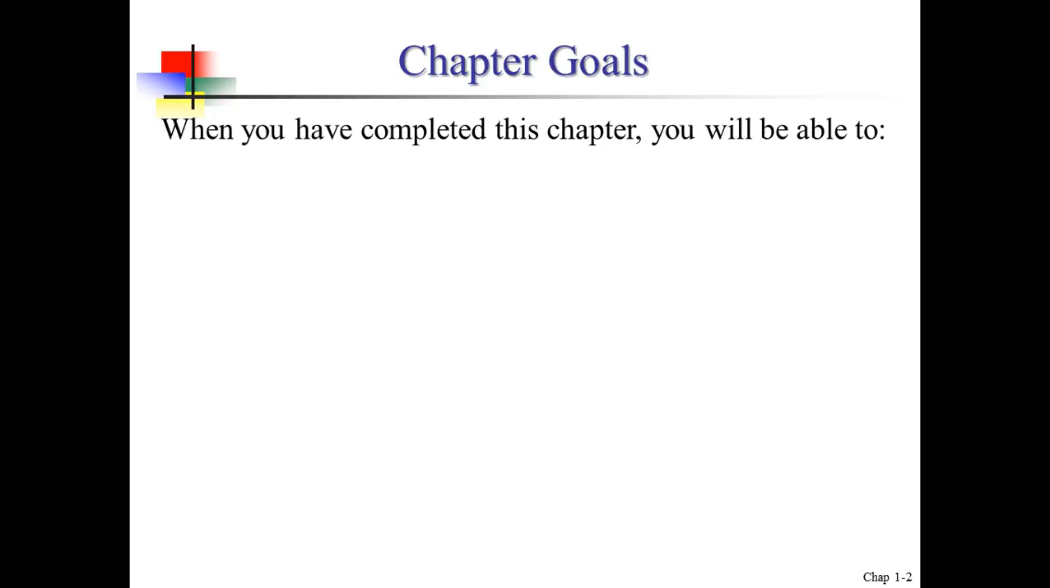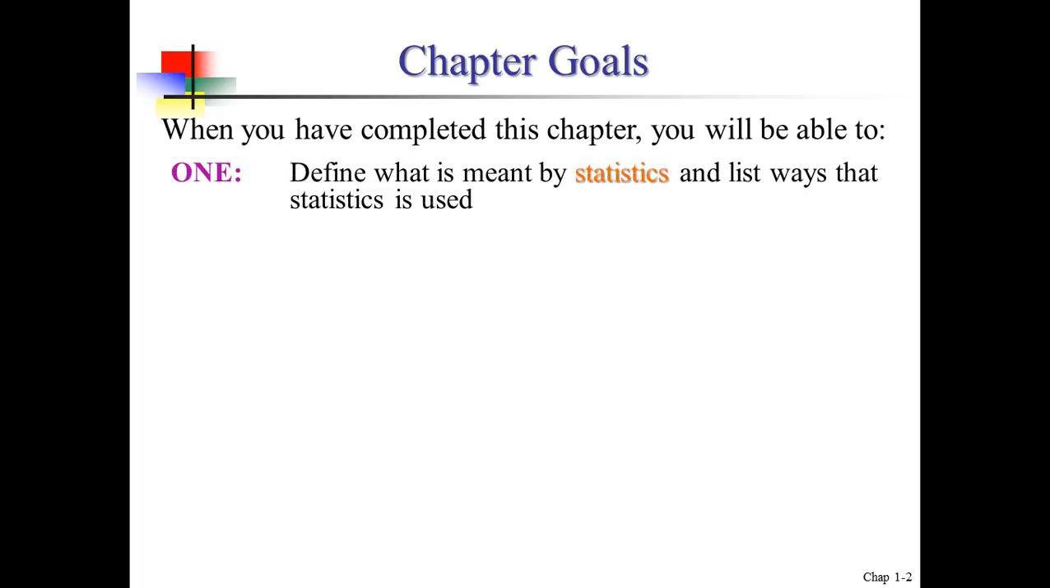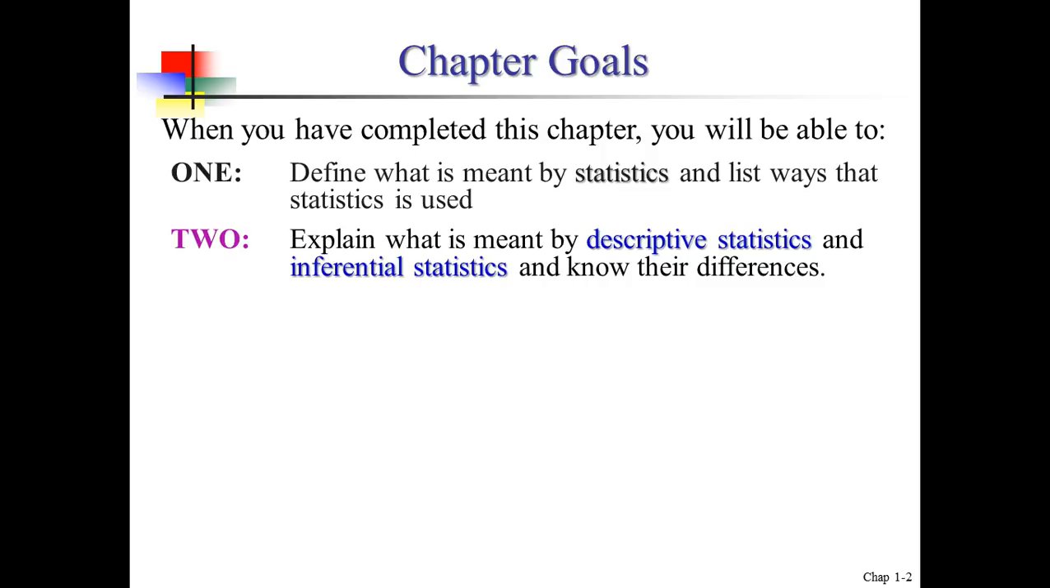This is the content, the goals that we need to achieve when we complete chapter 1. The first one: after completing this chapter, you can define what is meant by statistics, and list the ways that statistics is used in daily life. Two, you can explain what is meant by descriptive statistics and inferential statistics. So there are two types of statistics in this case: one, descriptive statistics, and the other one, inferential statistics. And you need to know the difference between these two types of statistics, descriptive statistics and inferential statistics.